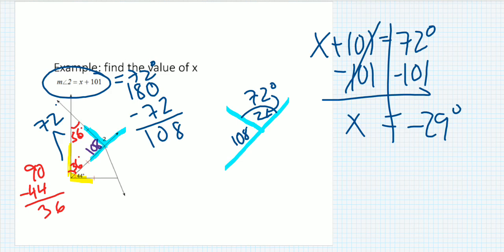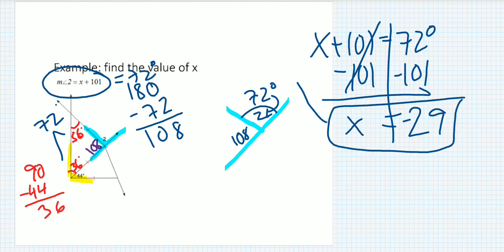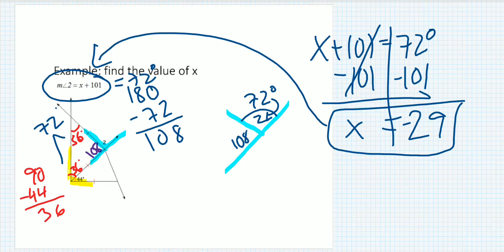And now I'm actually not going to put the degrees there. I'm just going to put negative 29, because when we plug it in here, we will get back a positive angle. So I'm just going to put negative 29 there. Go to the next example.